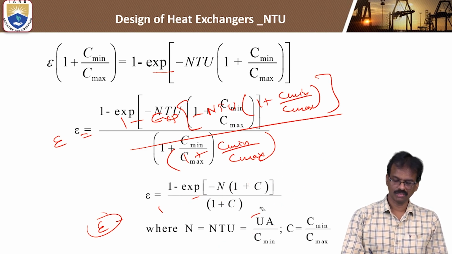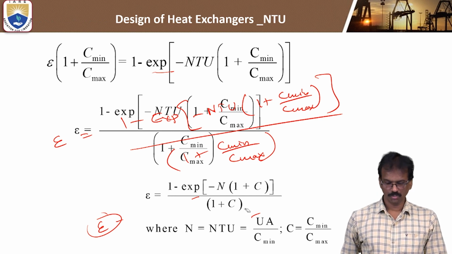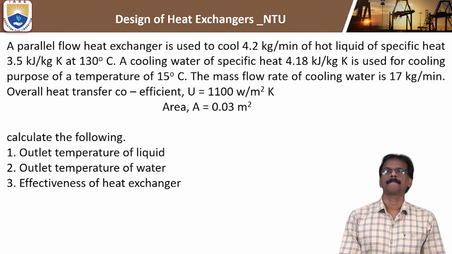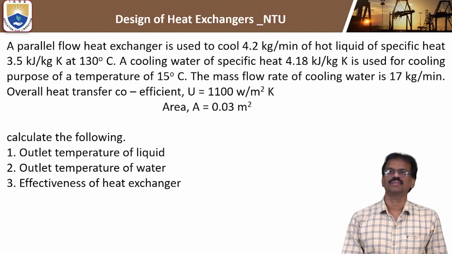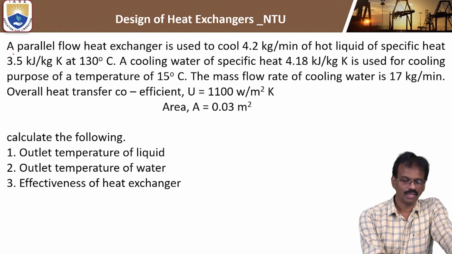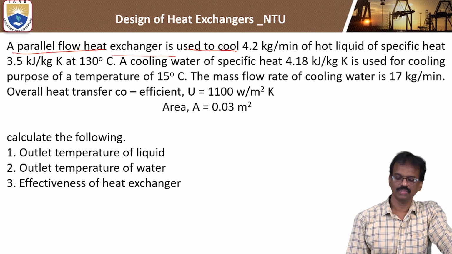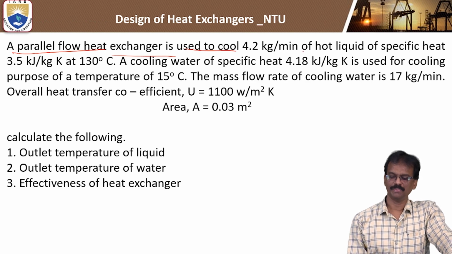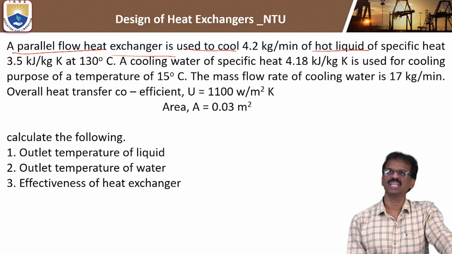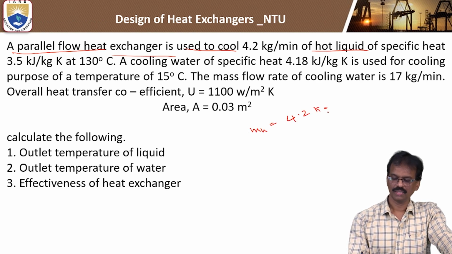So same formula, just I'm repeating. Okay, so we'll see one numerical based upon the NTU method for the parallel flow heat exchanger. So this is the numerical. A parallel flow heat exchanger is used to cool 4.2 kg per minute of hot liquid. So it means mass flow rate mH is equal to 4.2 kg per minute.